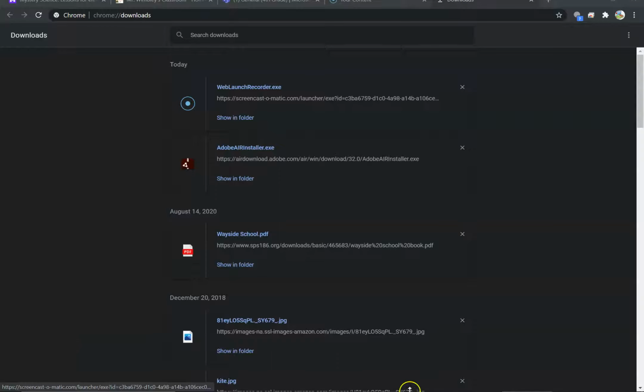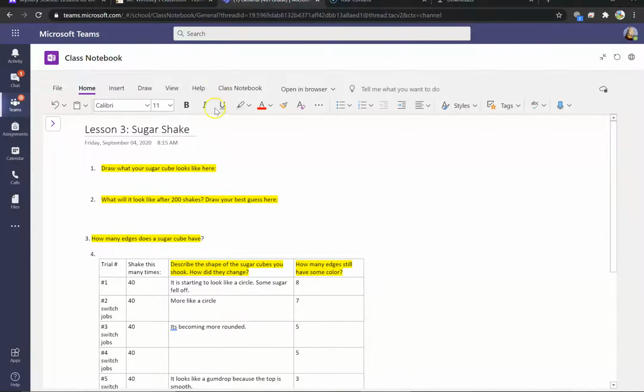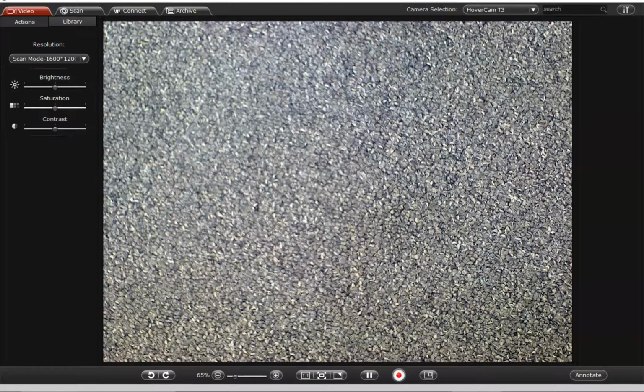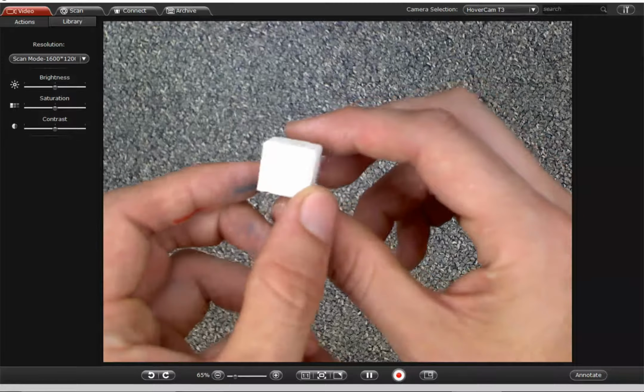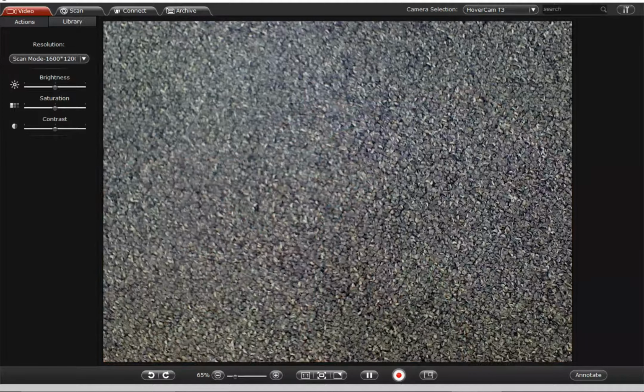All right, guys, so we're going to get to our science now. Our science is that sugar cube experiment. Our first thing is we need to draw what a sugar cube looks like. If you're not sure, look at this. Whoa, a sugar cube, man. It's all cube-like. Oh, maybe that's why it's called a sugar cube.